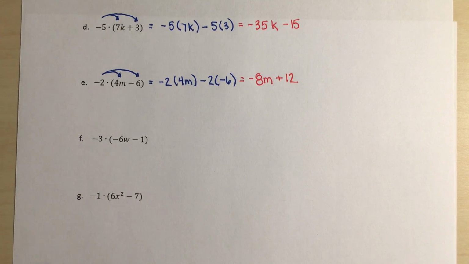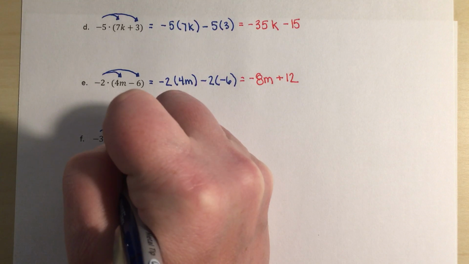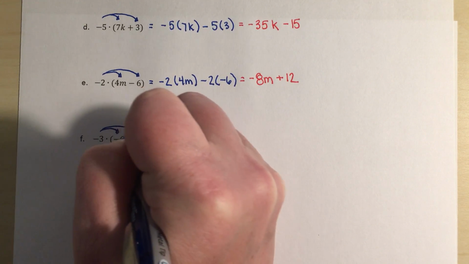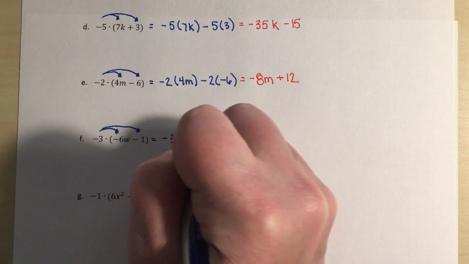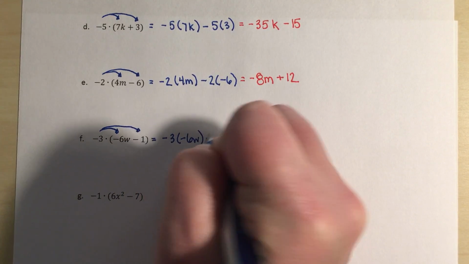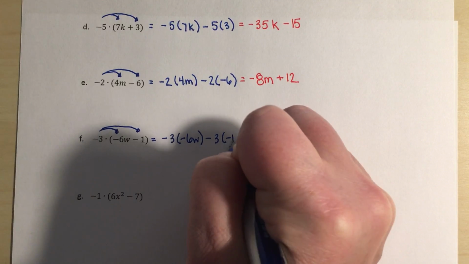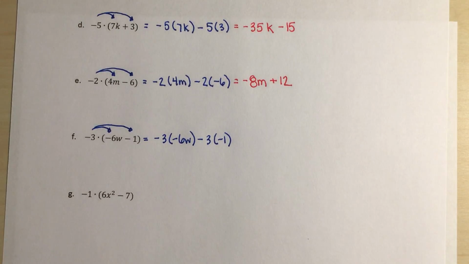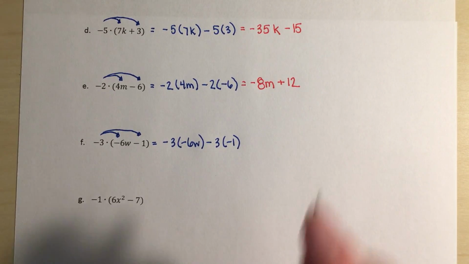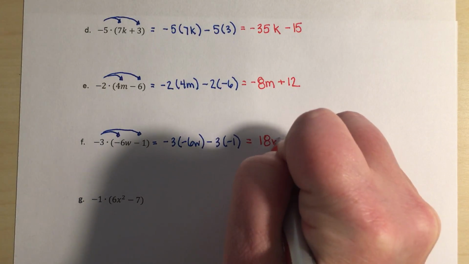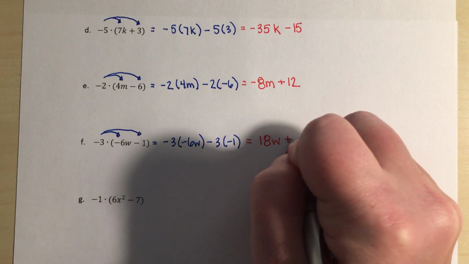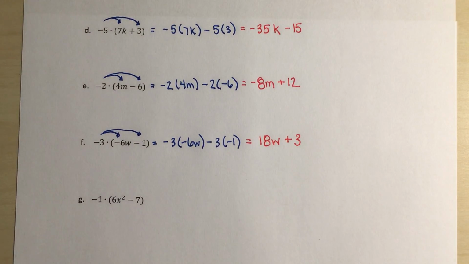All right. For F, we're going to distribute this negative 3. Negative 3 times negative 6w minus 3 times negative 1. Negative times negative turns positive, so we have a positive 18w. Negative times negative turns positive, so we have a plus 3.